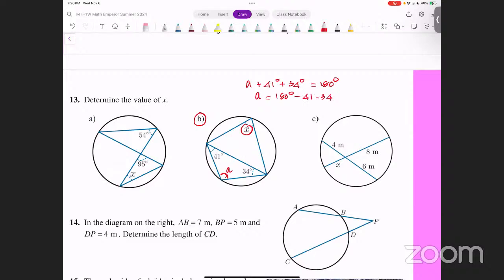So how much will I get? 180 minus 41 minus 34. So we got 105 degrees, isn't it? So we got A is 105 degrees. If A is 105 degrees, we know 105 plus X must be 180, isn't it? Therefore, X must be 180 minus 105. So that's a little challenging question, but yes, you got it.